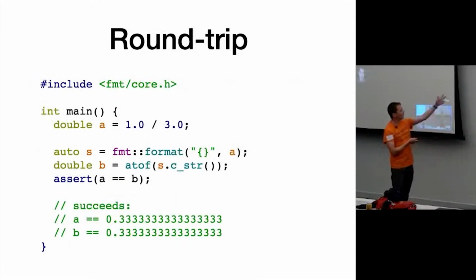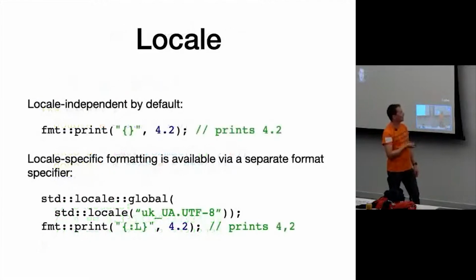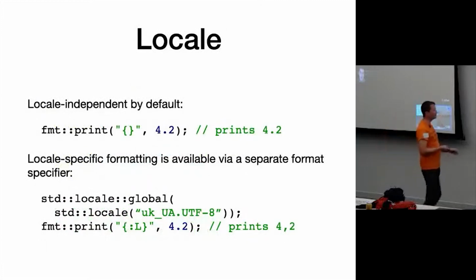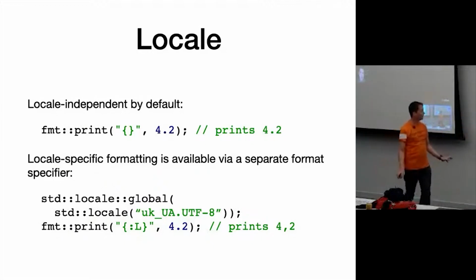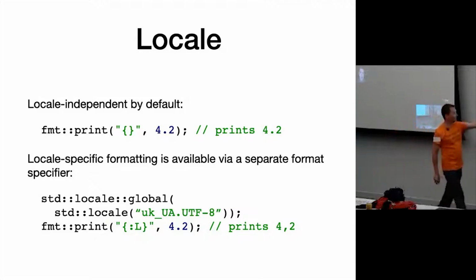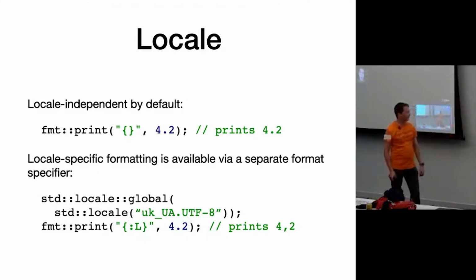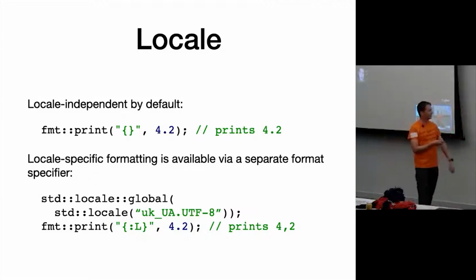So here's an illustration of round trip. Same example as before, you get nice properties, everything is preserved when you parse it back. It's locale independent by default, unless you specify capital L, which will use the locale instead of ignoring it. If you specify it, the decimal point will be replaced with whatever the decimal comma is.